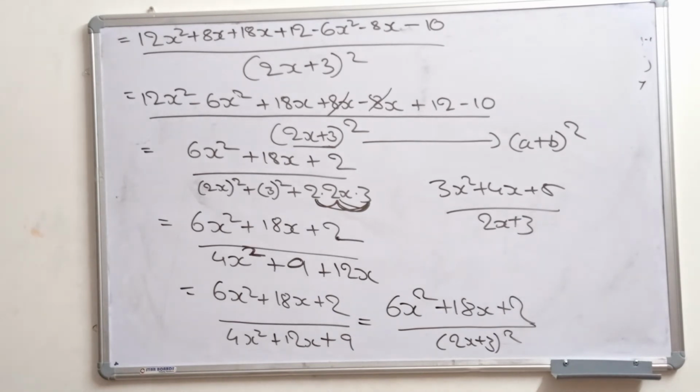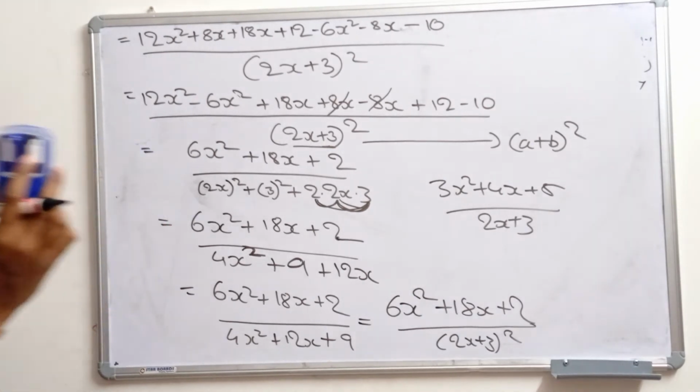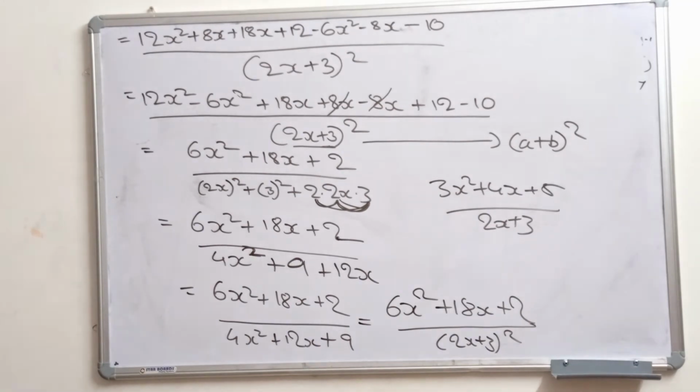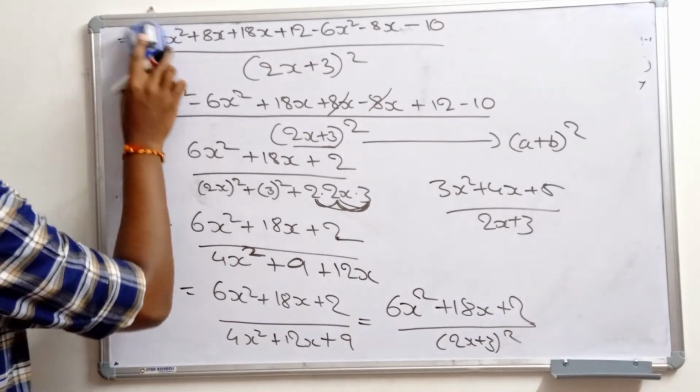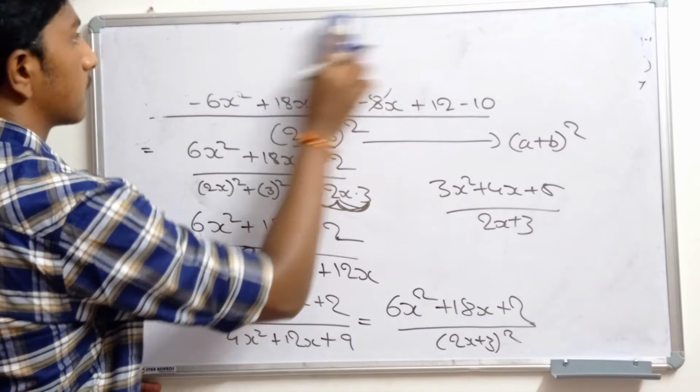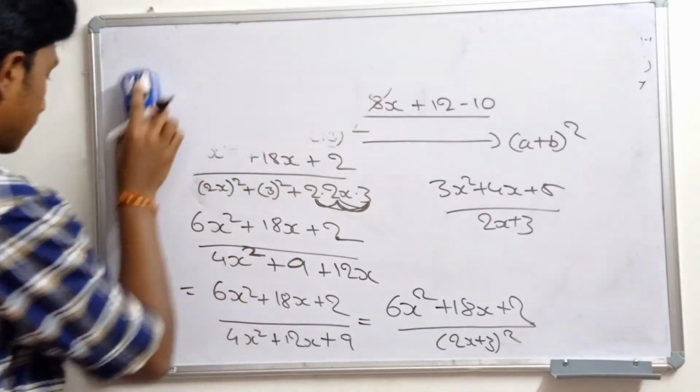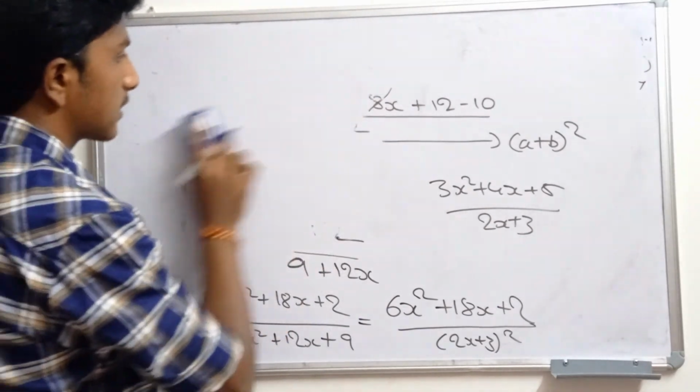On the count of 3, I am erasing the board. 3, 2, 1. I'm erasing the board.